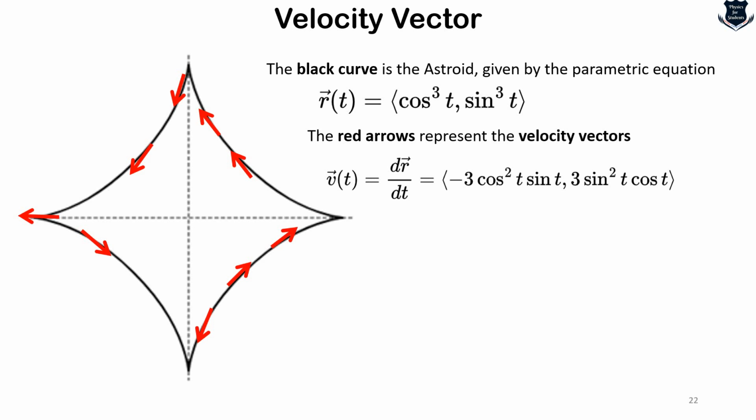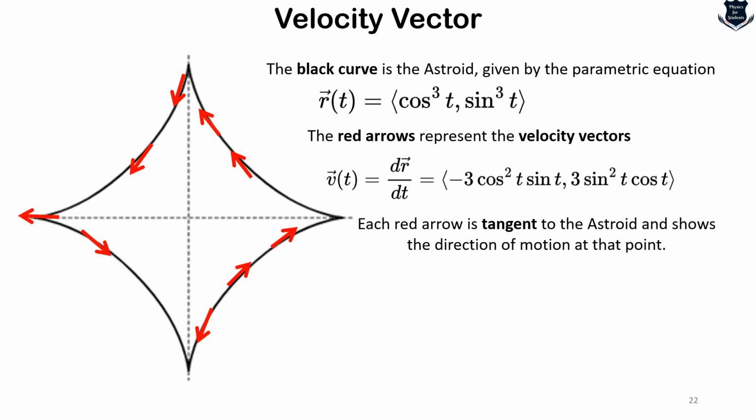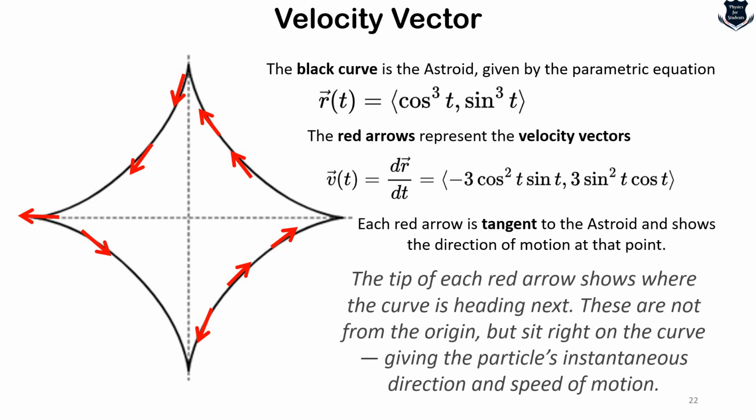So this is how, more or less, the equation looks in general. It tells us both how fast and in which direction the particle is moving. Each red arrow is tangent to the asteroid and shows the direction. Remember, the tip of each red arrow shows where the curve is heading next. So it is going up, then down, then this way, and then this, and then this.